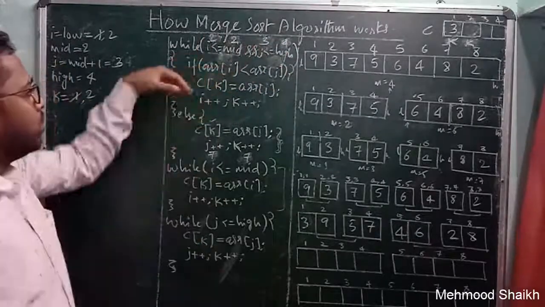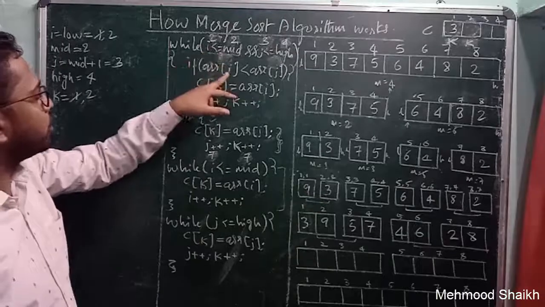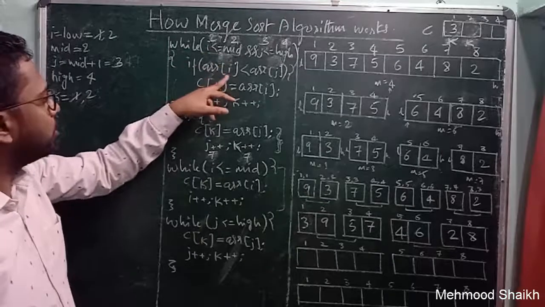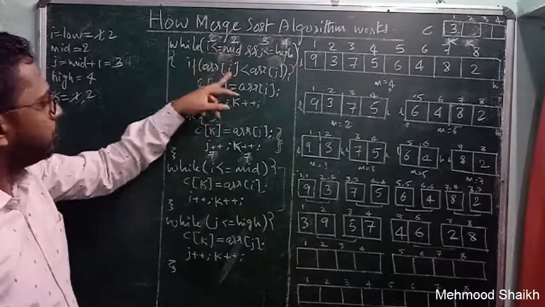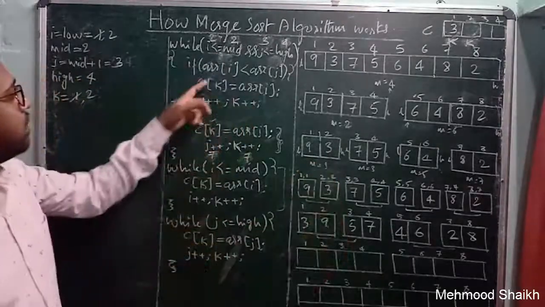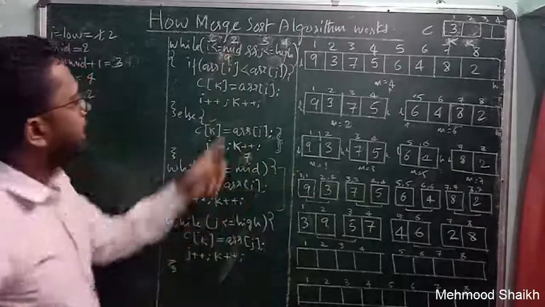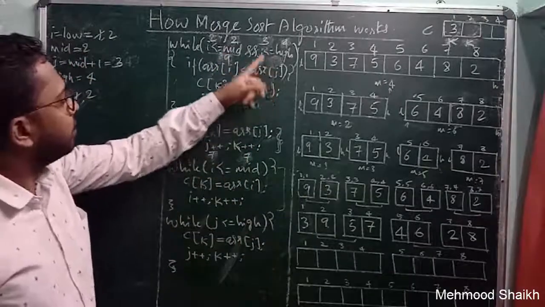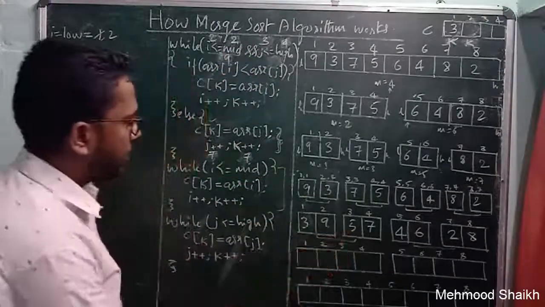We will come inside this while loop and we will pass the value of i, which is 2, into this if condition. Array of 2 is this element, 9. And array of j, j is 3, so array of 3 is 5.